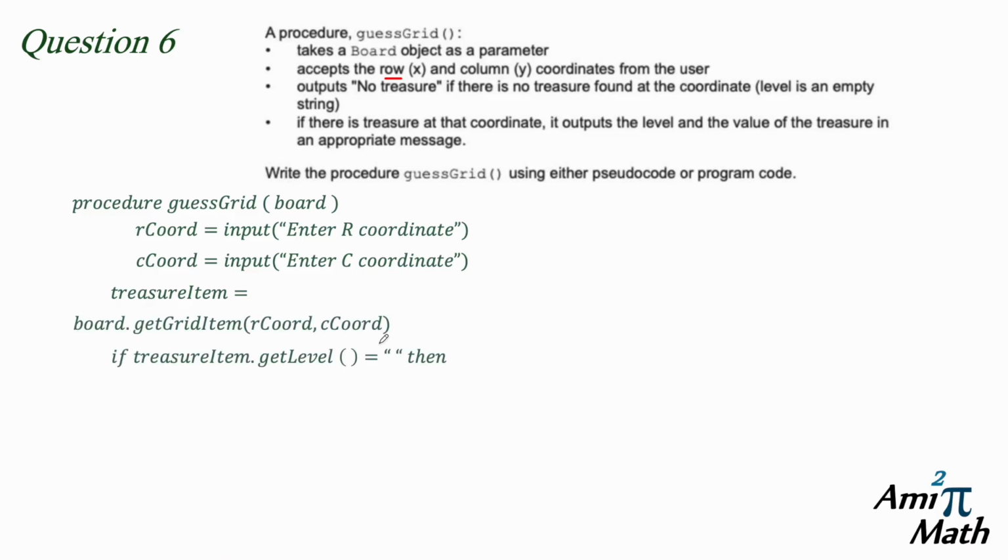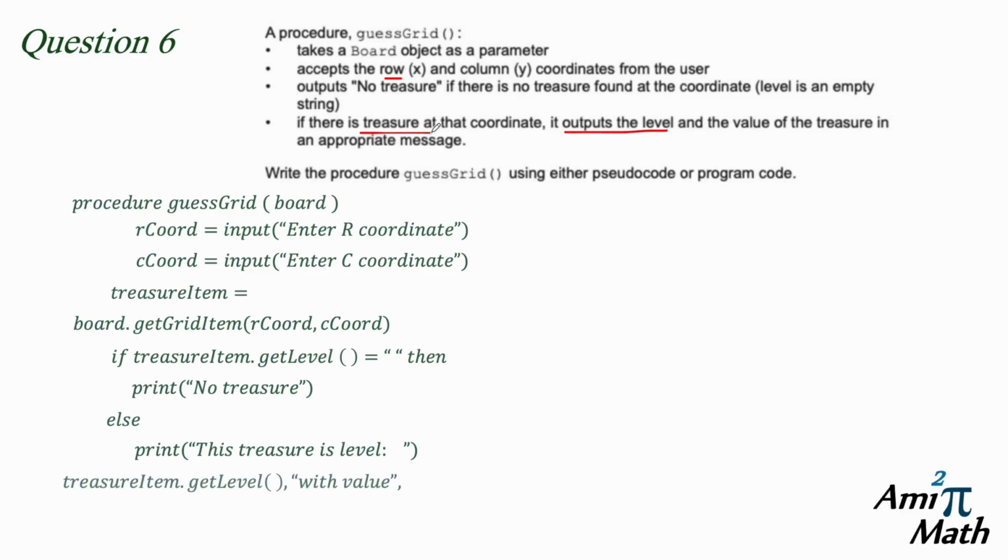And then you're going to do if treasure item dot get level equals empty, then print no treasure, so if it's empty, right? Else print this is treasure level, and then print the level, as it says outputs the level if there's treasure. And then treasure item dot get level with value, and then treasure item dot get value, and then end procedure.